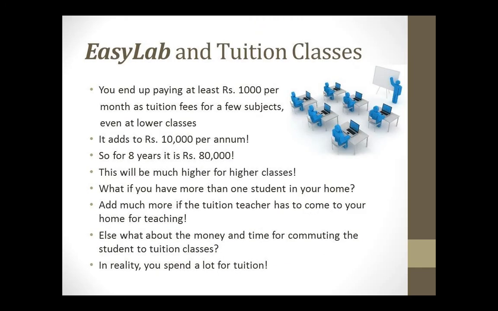If you compare EasyLab with tuition classes, you have to pay at least ₹1,000 per month, even if your son or daughter is going for tuitions for a couple of subjects. That means it adds up to 10,000 per annum. So for 8 years, it's ₹80,000. This will be much higher for higher classes. What if you have more than one student in your home? And much more if the tuition teacher has to come to your home for teaching, because EasyLab is in your home. Your children need not go anywhere to learn their subjects.